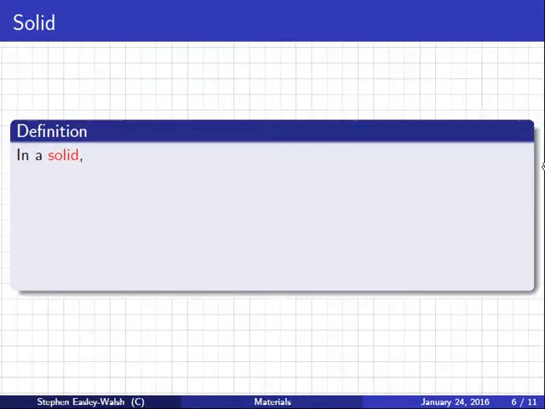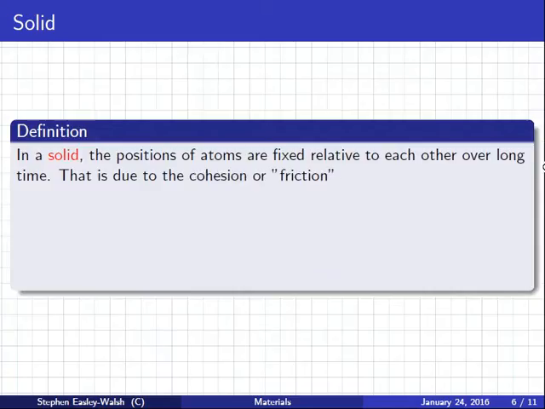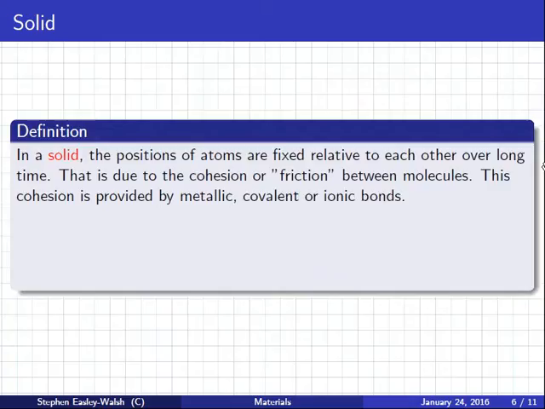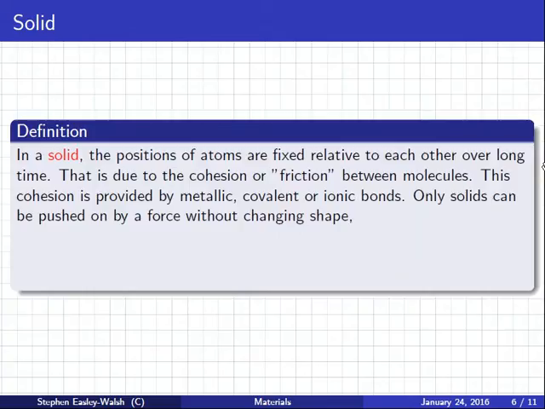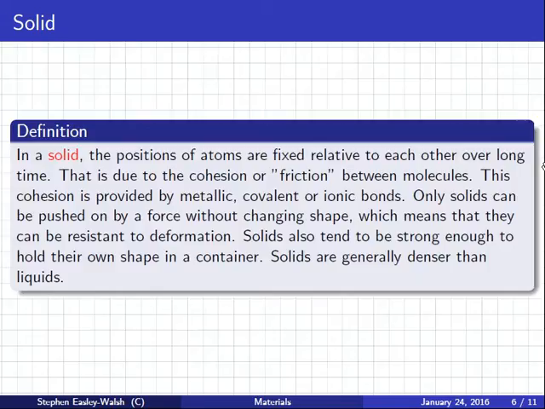Let's continue. So, in a solid, the position of the atoms are fixed relative to each other over a long time. This is due to the friction between molecules. This friction is provided by metallic, covalent, or ionic bonds. You know these from chemistry. Only solids can be pushed on by a force without changing shape, which means that they can be resistant to deformation. Solids also tend to be strong enough to hold their own shape in a container. Solids are generally denser than liquids. Solids becoming a gas is sublimation.